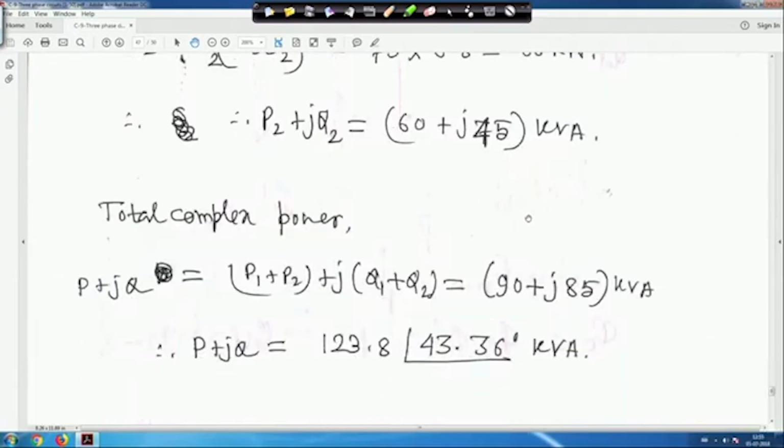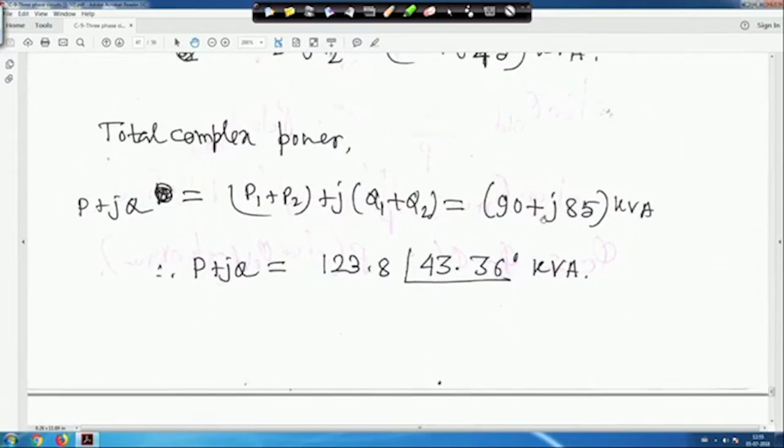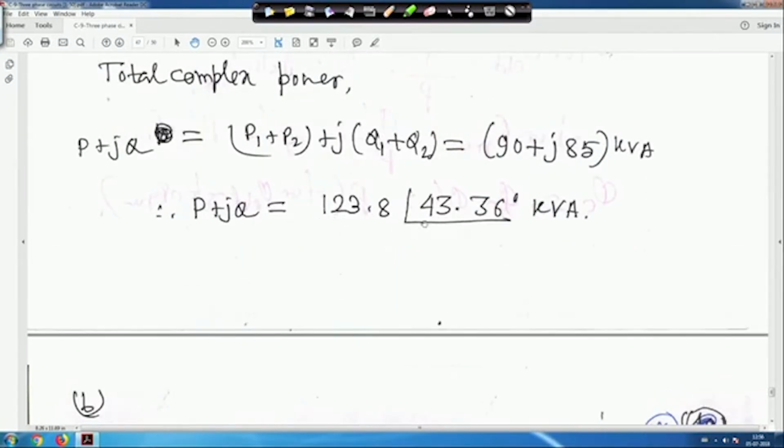Now total complex power P plus jQ will be P1 plus P2 plus j(Q1 plus Q2). It will become 90 plus j85 kVA, right. Therefore, P plus jQ, you take the square root of 90 square plus 85 square, you will get 123.8 and the angle will be 43.36 degree kVA, right. So that means it is your Vi cos theta plus j Vi sin theta form, right. So now this is your kVA, 123.8 kVA, the apparent power.